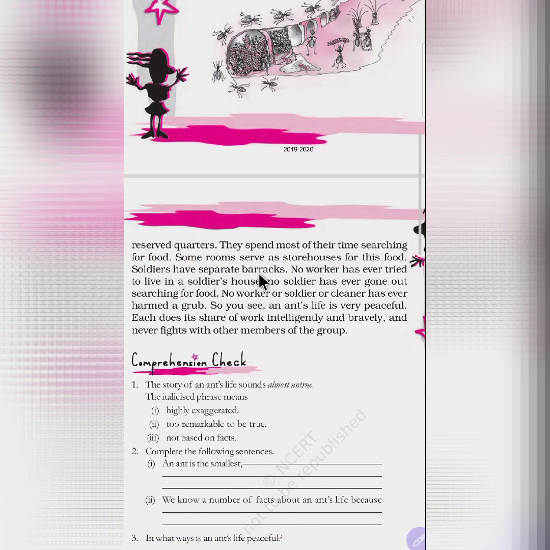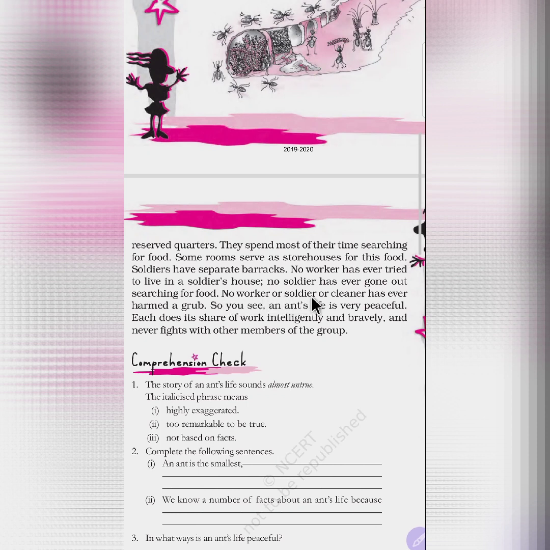Soldiers have separate barracks. No workers have ever tried to live in a soldier's house. No soldier has ever gone out searching for food. Means like the human beings, they have another profession that is called soldier, and they have their different barracks, and no workers have ever tried to live in a soldier's house. Means that they are not allowed, not the workers, not the soldiers, they are not allowed to interfere in each other's work, or they are not allowed to go in each other's rooms.